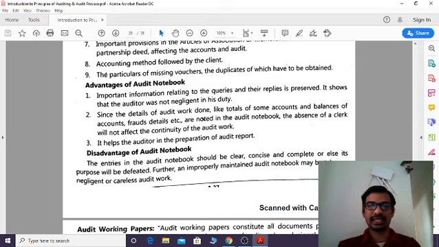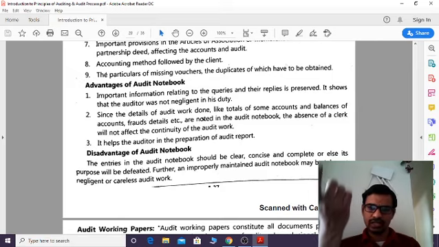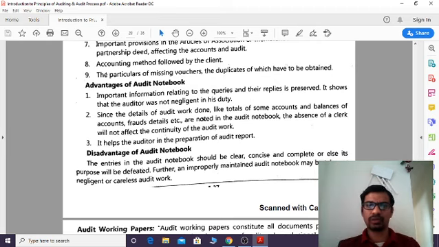Then number two, the advantage of the audit notebook: since the details of audit work done, like totals of some accounts and balances of accounts, fraud details, etc., are noted in the audit notebook, the absence of a clerk will not affect the continuity of audit work. So these audit assistants have maintained all kinds of records, all kinds of important balances of accounts as well as details regarding the frauds in the audit notebook. Suppose in future that clerk is absent, it won't affect the continuity of the audit work.